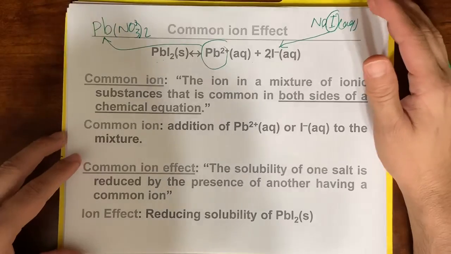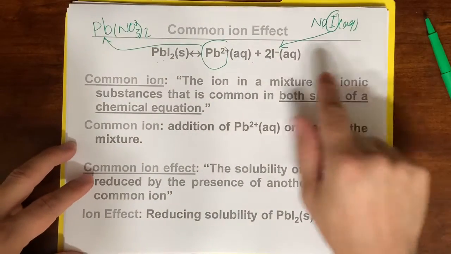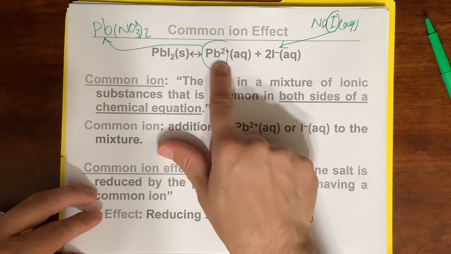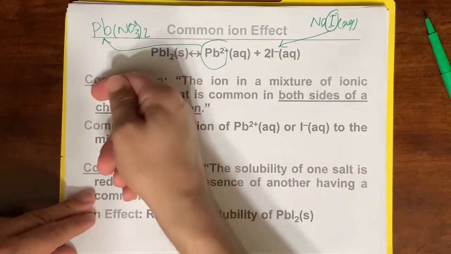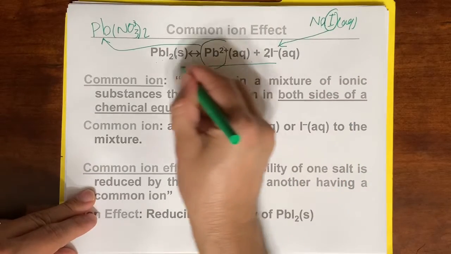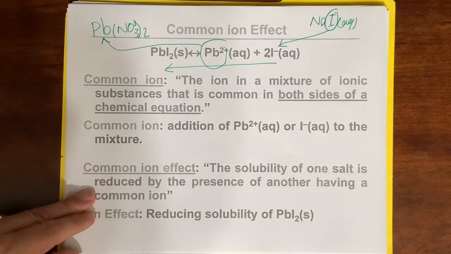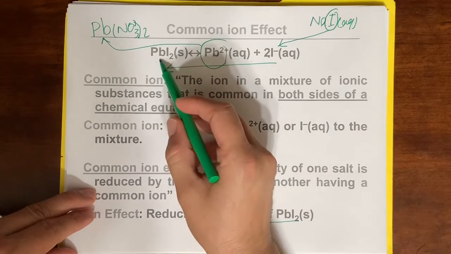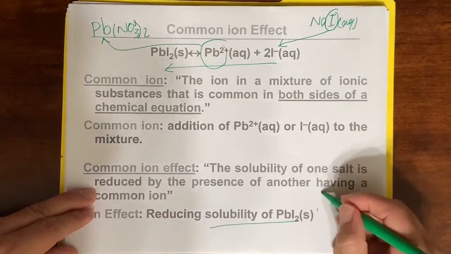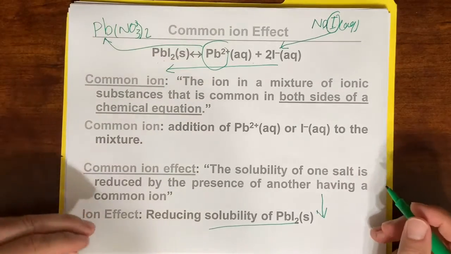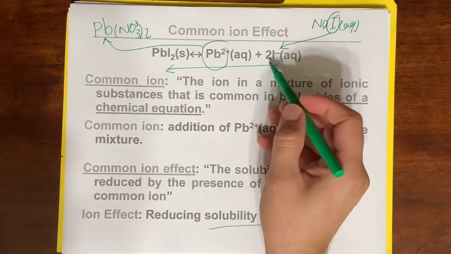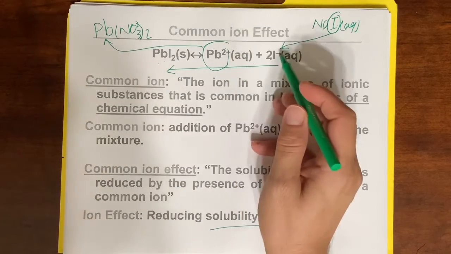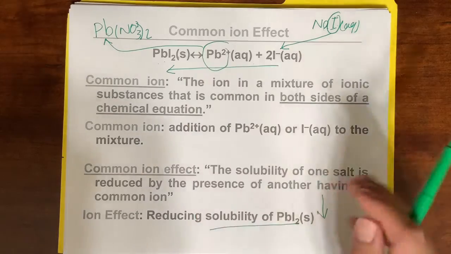Okay. And what's the effect of adding any of this as a common ion? If the concentration of iodide or lead goes up, the entire reaction will move to the left. So what will happen? Molar solubility of the reactant goes down. Okay, molar solubility goes down. That means you will combine cations and anions to generate a solid.